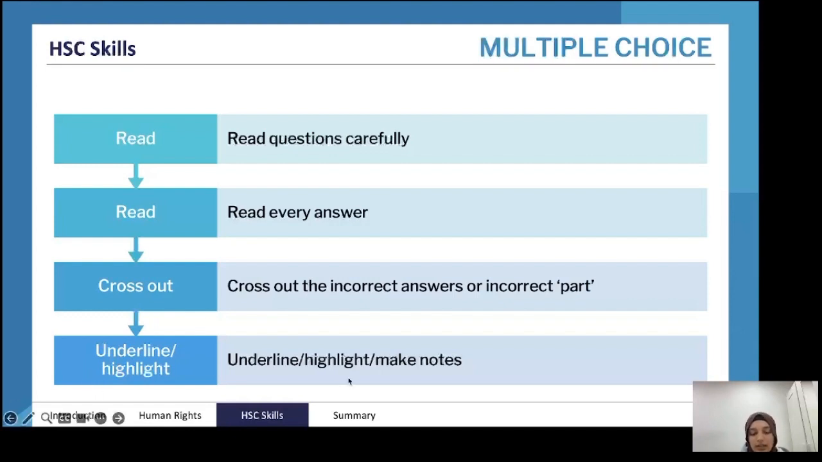Underline, highlight, make notes, whatever you feel is necessary for you to accurately understand the question or assess your options before choosing the correct one.